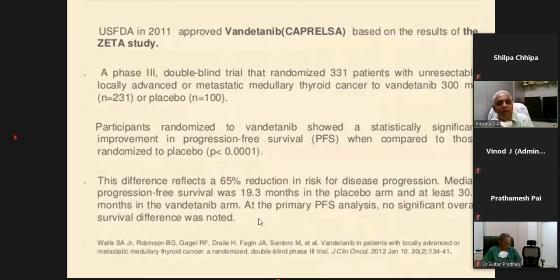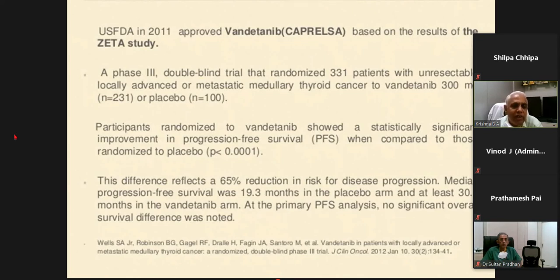The last to come is vandetanib. Vandetanib is currently the approved targeted therapy in medullary thyroid cancer. It has had an unbelievably major impact in the last few years, based on the data that have been presented.